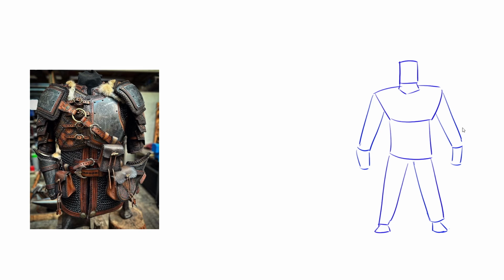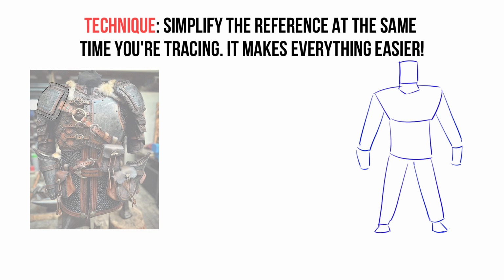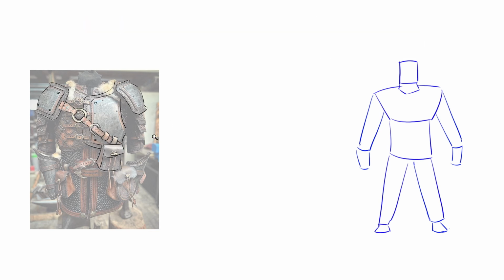And here comes a nice little technique that I strongly recommend you to use when using this sort of complex reference. Lower the opacity and start tracing over it. Do not trace it exactly as it is. Instead, trace it as you would like it to be. Much simpler, skipping all that unnecessary detail and any shapes that you feel you don't need.